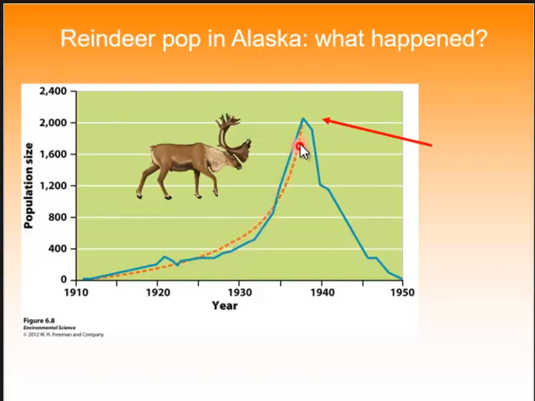They had lots of food, no limiting resources. That was exponential growth. Then in 1938, because they ate all their food, there was no more food left. Food became a density dependent factor and the population crashed.